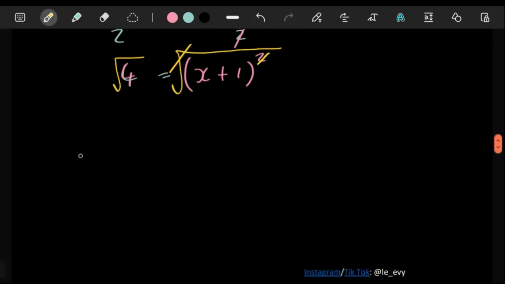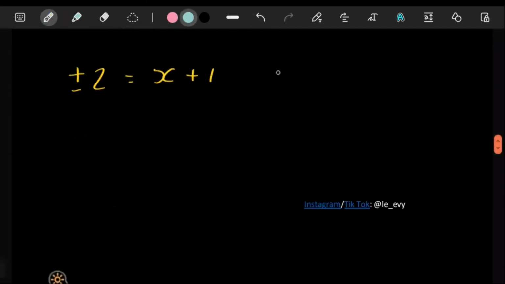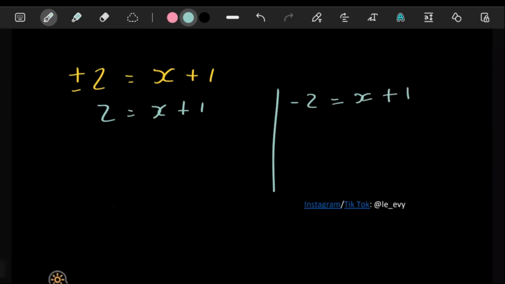But then here, you have to have 2 answers. You see, plus or minus 2. And then since you now have plus or minus 2, it means you need to split up your page. One side, you work with the positive 2. The other side, you work with the negative 2. You see, that's how you're going to get 2 of your x-intercepts.